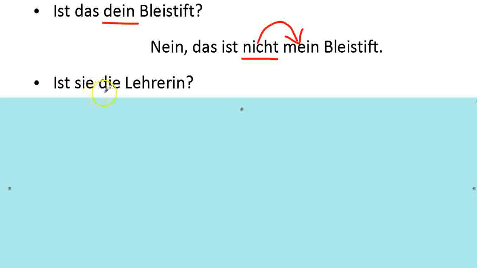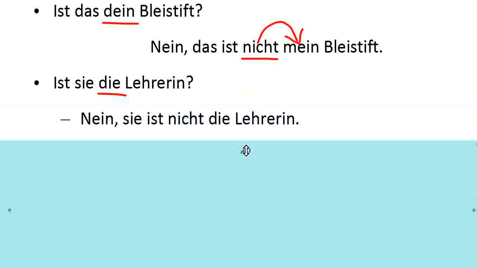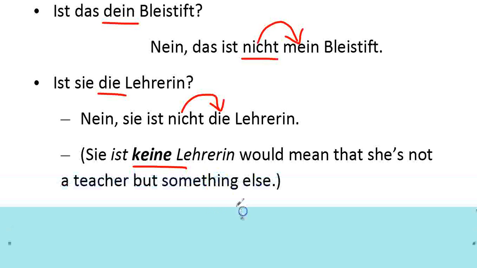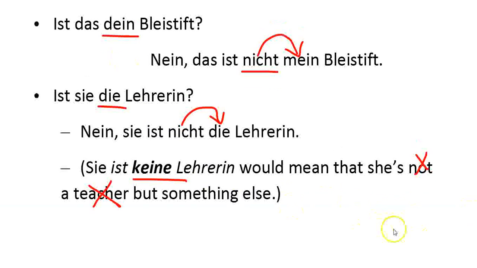Ist sie die Lehrerin? So is she the teacher? Maybe you're talking about somebody and you're like, oh, hey, is she the teacher? Nein, sie ist nicht die Lehrerin. So this means she's still a teacher, but she's not the teacher you're talking about. If you had said keine, that means she's not a teacher, but she has some other job. So maybe she's a Krankenpflegerin or Ärztin or Professorin or something else. So that's one thing to watch out for with nicht.